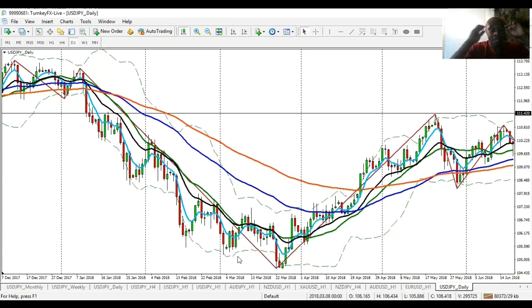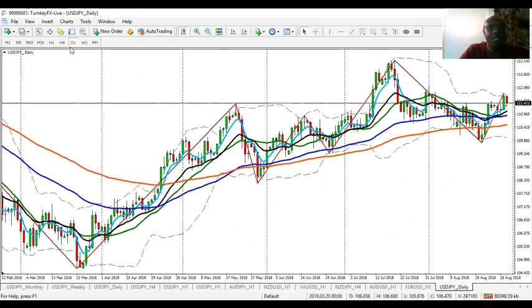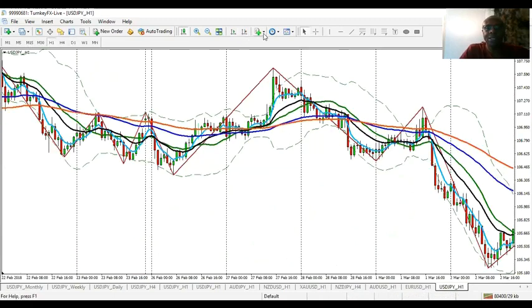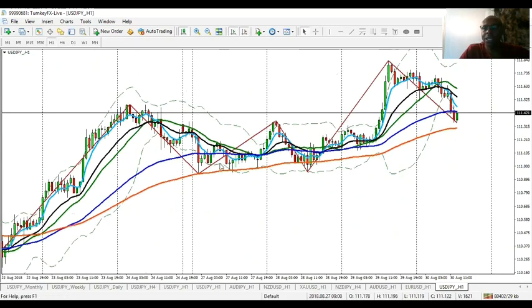Plus, I also use them to identify major support and resistance areas, or hidden support and resistance areas, that sometimes you tend not to see with the naked eye, but these kind of find them for you. Okay, so that's the daily, and that's what the hourly looks like.